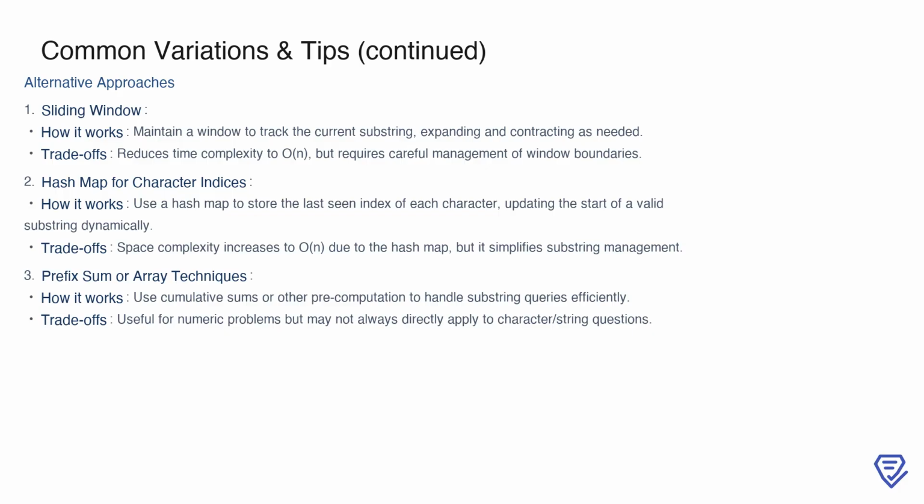Another approach involves using a hash map to store the last seen index of each character. This allows for efficient updates to the start of a valid substring and simplifies the logic, though it does increase space complexity to O(n). Finally, prefix sum or array techniques can be helpful in certain scenarios. These methods involve pre-computing values like cumulative sums to make substring queries more efficient. While particularly useful for numeric problems, they may not always be directly applicable to string-based questions. Choosing the right approach often depends on the specific constraints and trade-offs required by the problem.